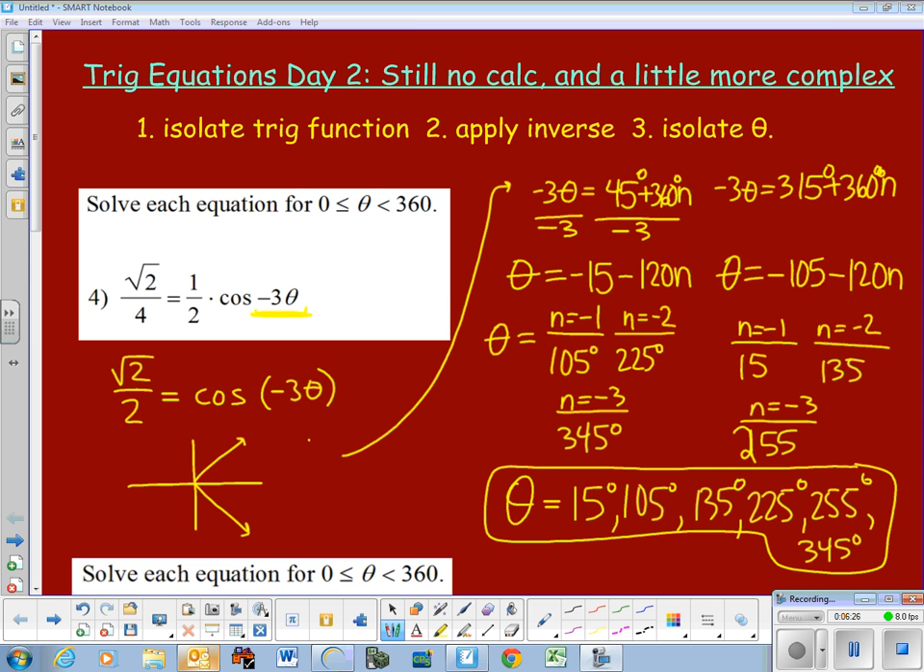So that's why this one's called a little more complex, because of that process there. You treat it like there's infinitely many. You can't just use the main 2, the 2 between 0 and 360. If you do that, you're going to leave out a lot of answers. So treat it like it's infinite, then apply n values that will give you final answers between 0 and 360.